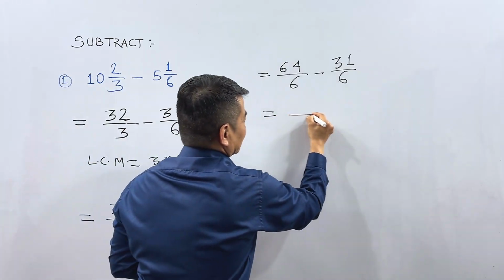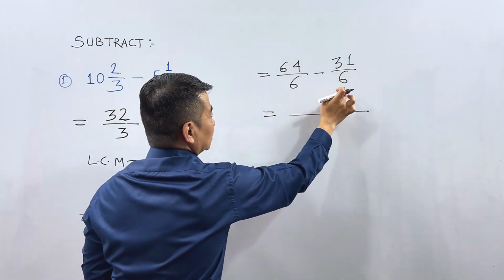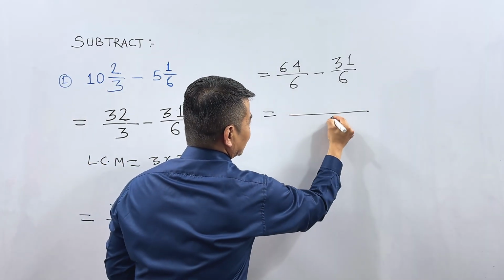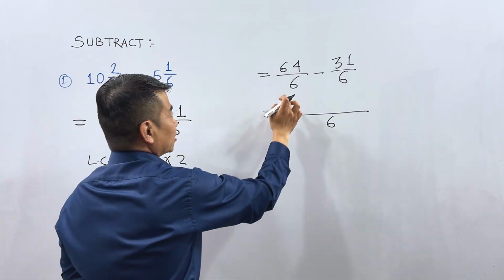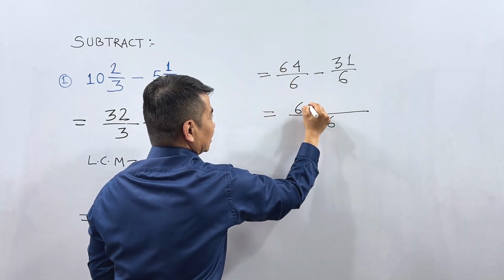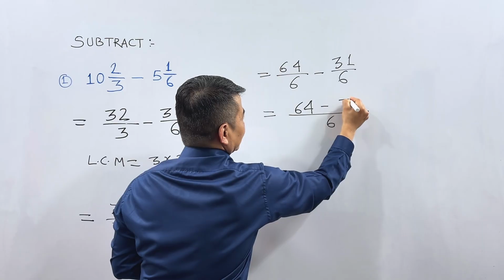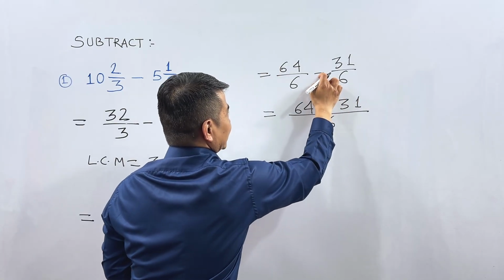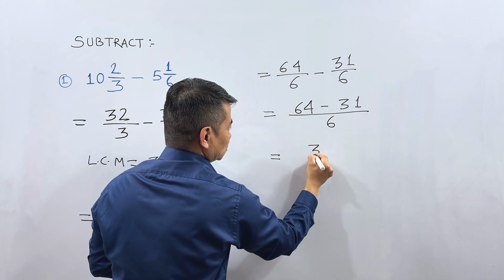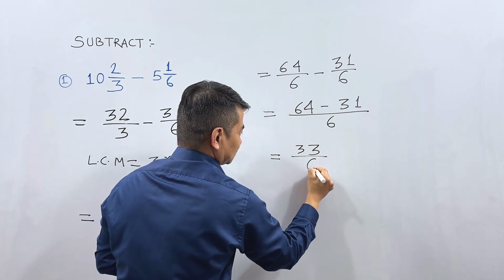Okay. So now since both the denominators are the same, we just draw a line and write only one denominator, that is 6 here. Then we copy the numerators that are 64 and 31. There's a minus sign in between, we put the minus sign in between and we subtract, that is equals to 33 by 6.